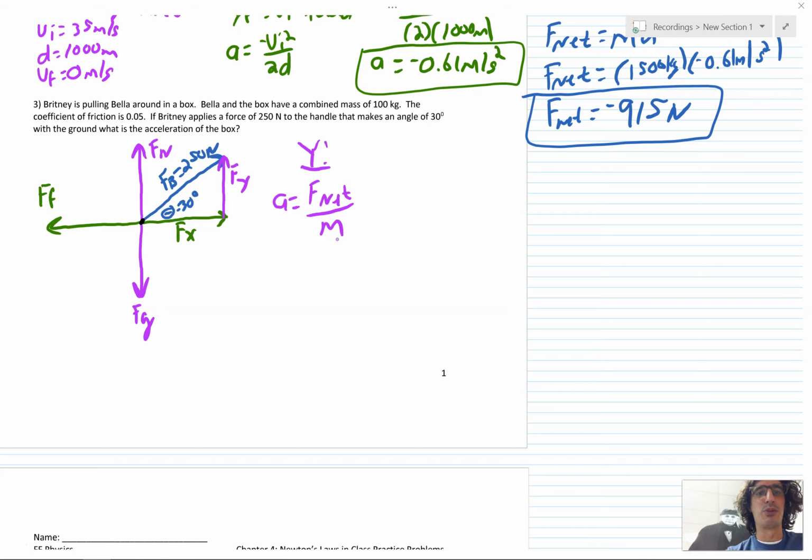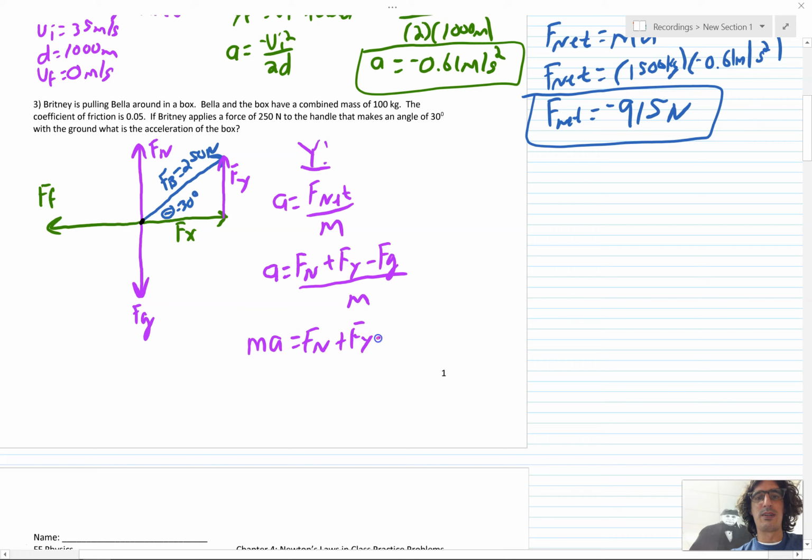There's F of n going upwards, F of y going upwards, and F of g going down. So we'll make F of g negative. That leaves us with A equals F sub n plus F sub y minus F sub g all over the mass. Let's multiply the mass onto the other side. MA equals Fn plus Fy minus F of g. Bella and the box are not accelerating in the vertical direction. She's only moving horizontally. So we can get rid of m times a.